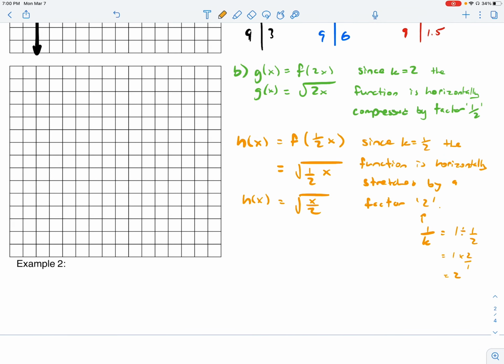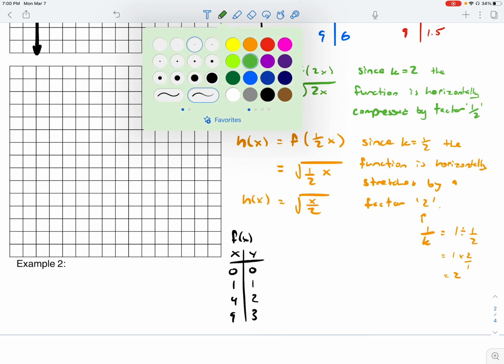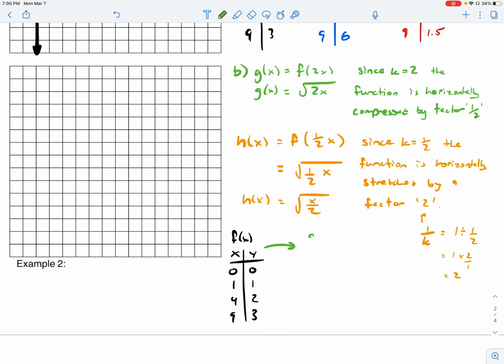Okay, let's get some ordered pairs. We're going to take our base function and our x and y values, 0, 1, 4, 9. Those have 0, 1, 2, 3. We're going to get the green graph first. So those are going to map over to g of x. This time, it's my x values that are changing. So if this is a horizontal compression by a half, that means I'm multiplying the x values by a half. So I can write x over 2.